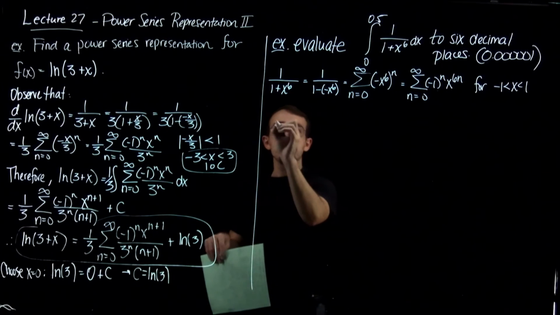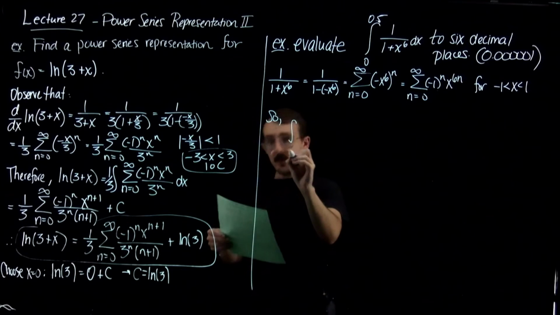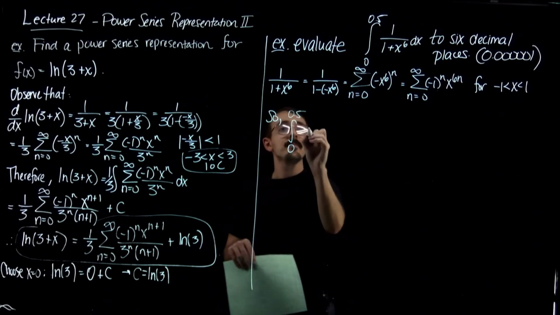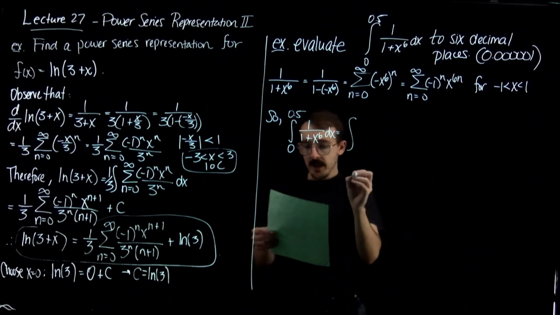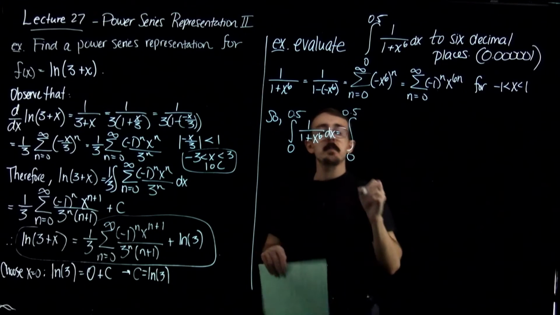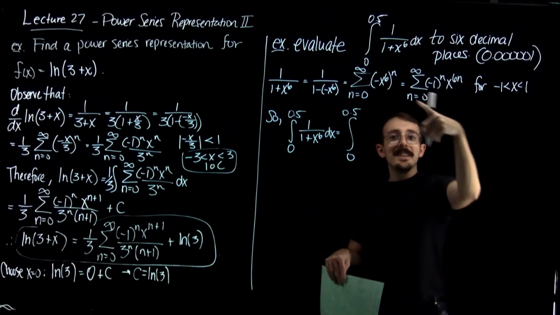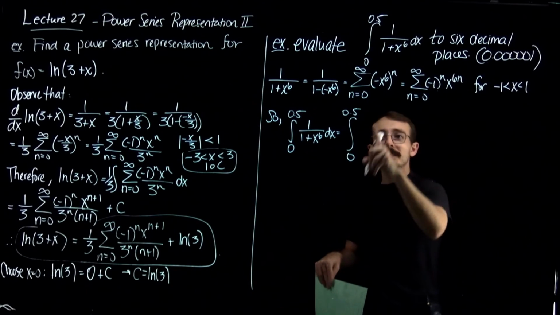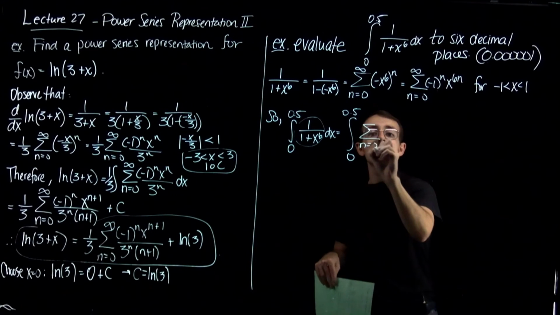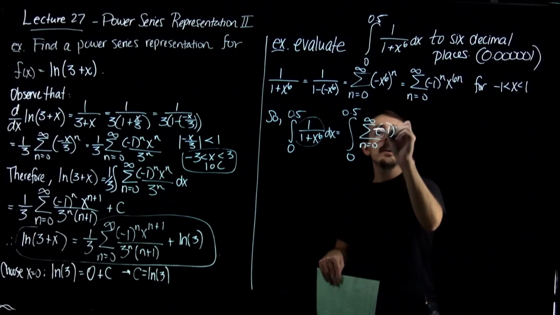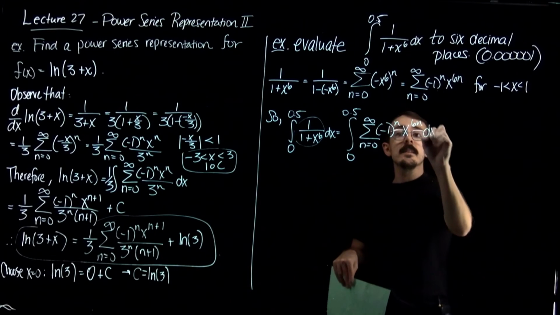OK, so therefore, that means we have the integral that I want, the integral from 0 to 0.5 of 1 over 1 plus x to the 6th. I'm just rewriting the problem. That's equal to the integral from 0 to 0.5. Instead of this as my integrand, I worked so hard to turn it into this form. So now I'm going to plug this in place of this. So I'm going to have summation n equals 0 to infinity, negative 1 to the n, x to the 6n dx.